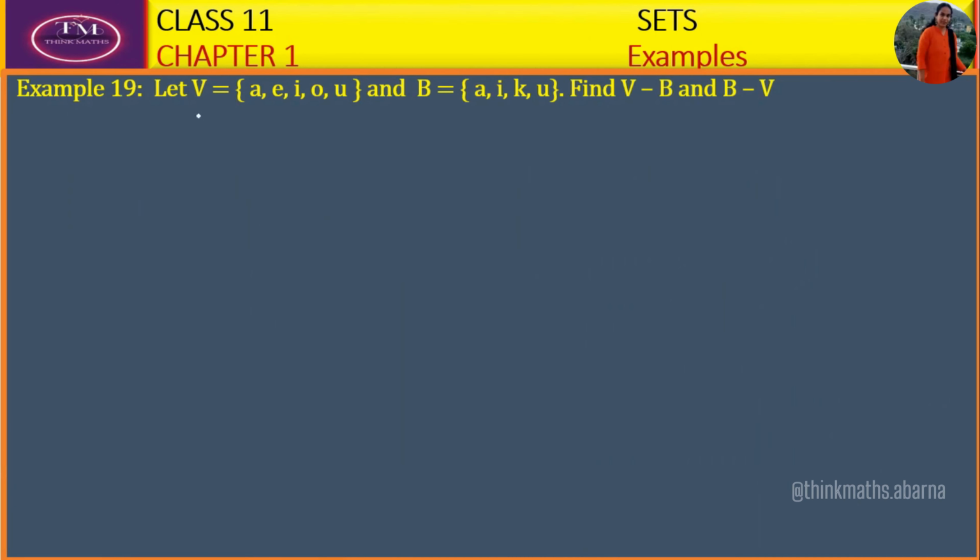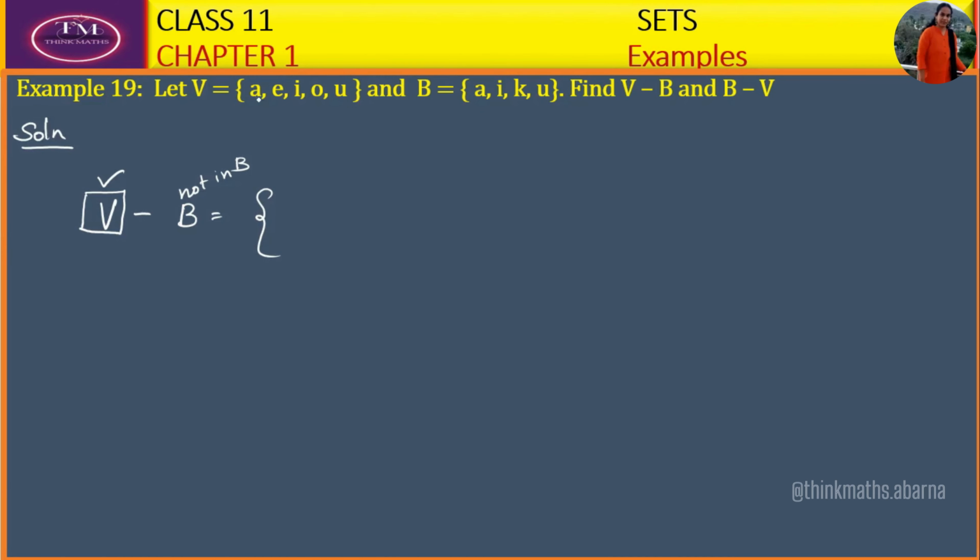Example 19. Let V be the set of all A, E, I, O, U and B the set of all A, I, K, U. Find V minus B and B minus V. So very simple. We have to find first V minus B. So as in the previous example, we know that V minus B is the set of elements in V but not in B. Okay. So V is nothing but vowels A, E, I, O, U.